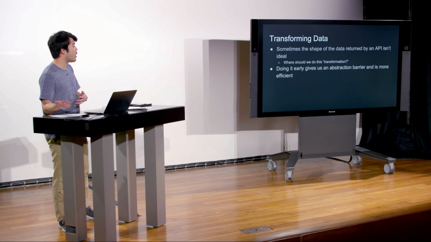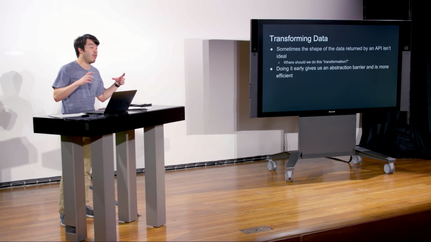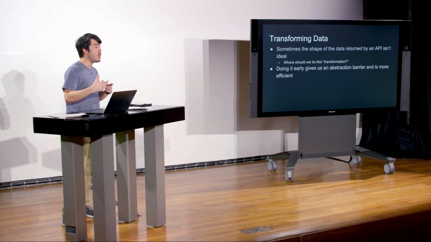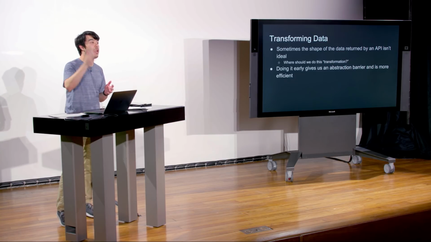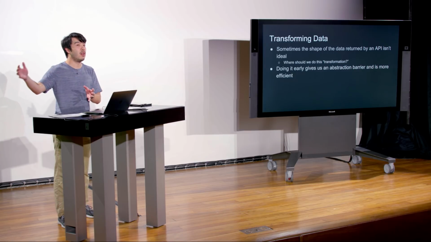And so if we do all this transformation as soon as we get that data, then the rest of our application doesn't really care what the API looks like. The API might change, and maybe we'll change the way that we transform the data in response to that. But the rest of our application doesn't care. There's an abstraction barrier between our application and that API.